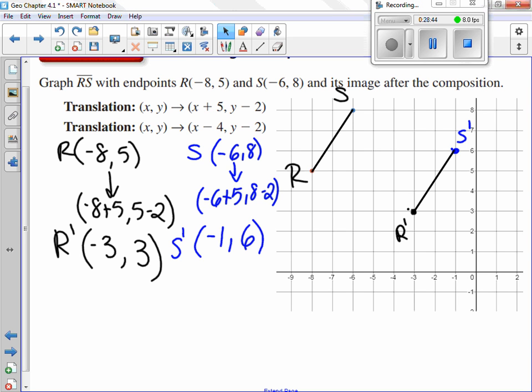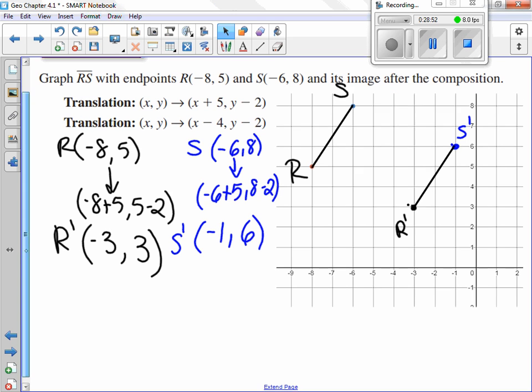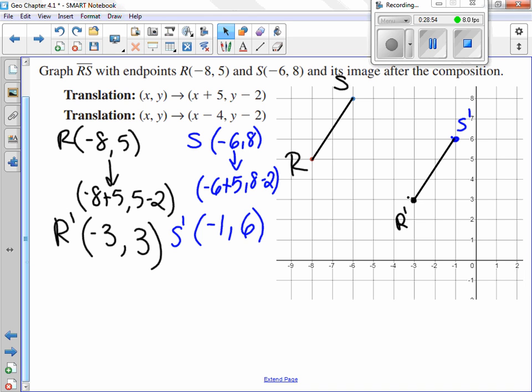Any questions on how we translated the line segment RS to R prime S prime? Are we good with this here? Yes? Now we're translating R prime S prime, because we're translating that point to our next one using this one here.